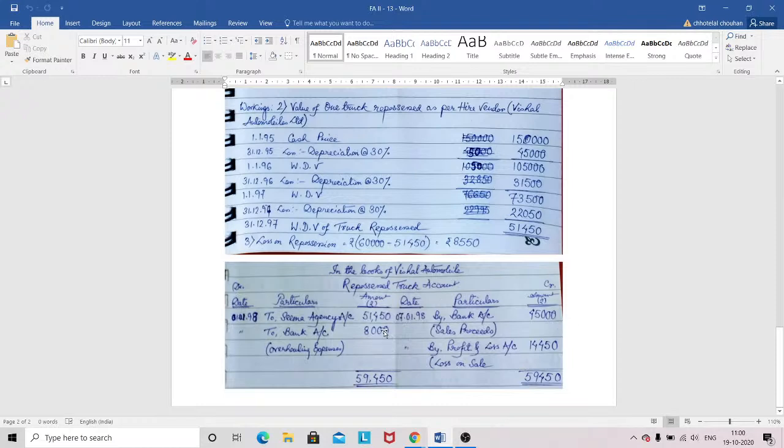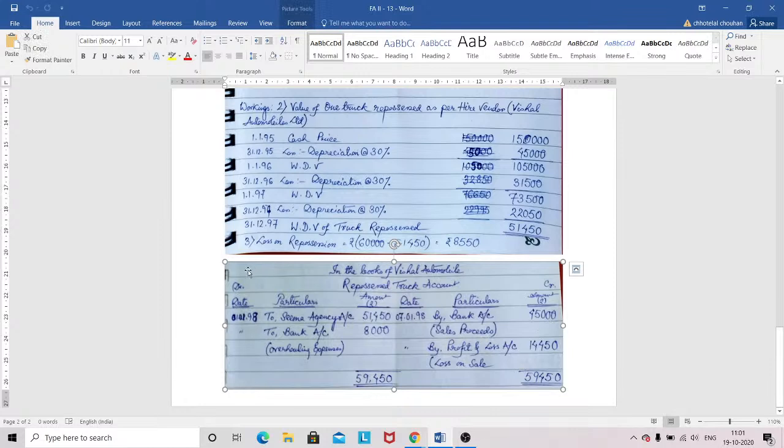What is the actual value of the asset? The actual value of the asset is 51,450 plus 8,000, so it will be 59,450, and that 59,450 has been sold for rupees 45,000. So obviously we can say that the hire vendor is incurring a loss. How much is the loss? By profit and loss account, loss on sale, it will be the balancing figure. A balancing figure has come out: by profit and loss account, loss on sale 14,450. So both side total 59,450.